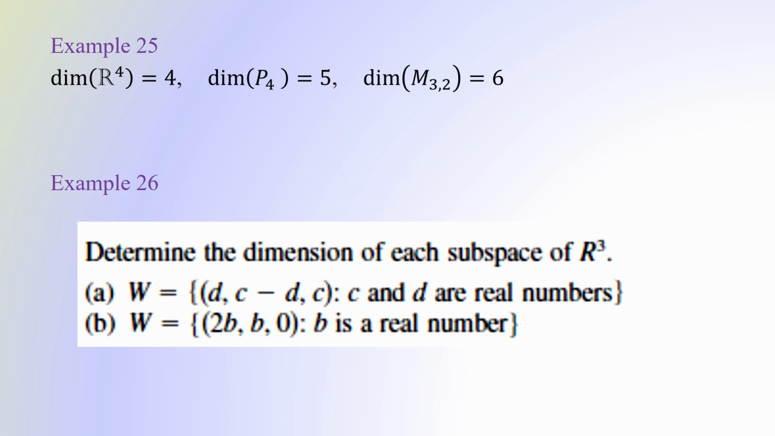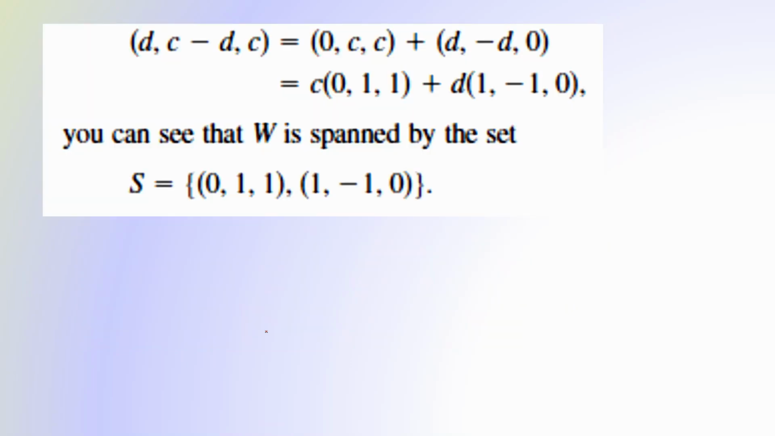Now just consider this example. Determine the dimension of each subspace of R3. The first is of the form (d, c minus d, c), where c and d are real numbers. The second subspace is (2b, b, 0), where b is also a real number. We will take them one by one. First, the subspace of the form (d, c minus d, c). You can split this into two vectors, a c term and a d term, taking c and d out of the components. So you will get one vector and the other vector.